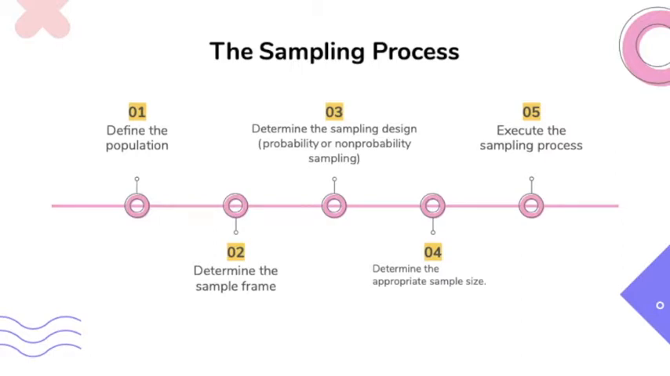The last stage is executing the sampling process. In this final stage of the sampling process, decisions with respect to the target population, the sampling frame, the sampling technique, and the sample size have to be implemented.